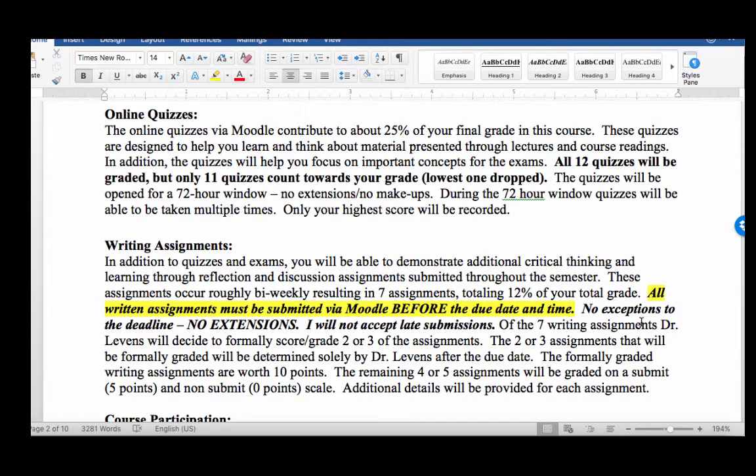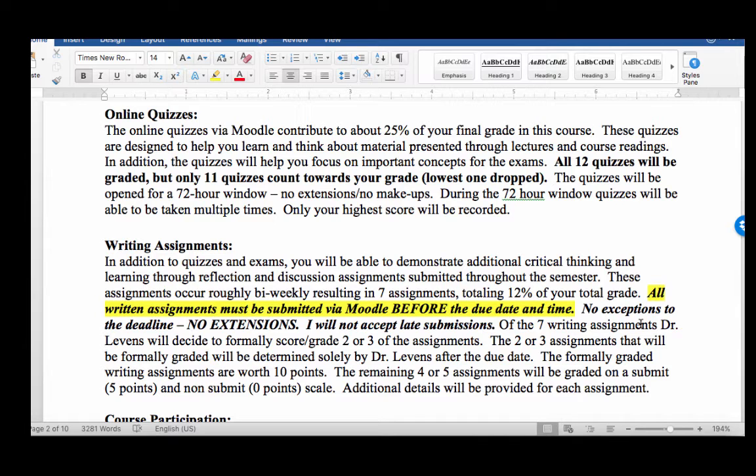Now, of these 7 writing assignments, I will decide to formally grade 2 or 3 of the assignments, okay? So the 2 or 3 assignments that will be formally graded are determined by me after the due date. These formally graded writing assignments are worth 10 points. The remaining 4 to 5 assignments are graded on a submit 5 points or a non-submit 0 points scale.